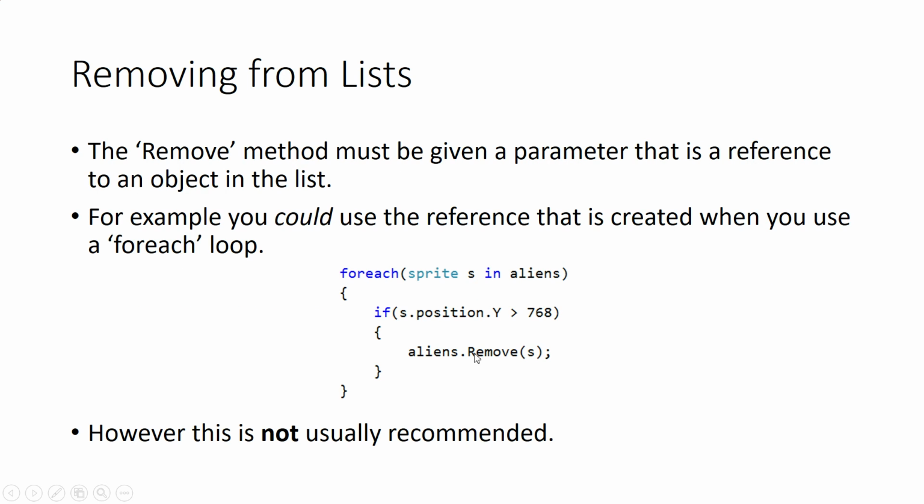You can also just do a thing called Remove, but to do that, the Remove method must be given a parameter, which is a reference to an object in the list. So if you're iterating through all the aliens, you can make a copy of each alien individually, and then that gives you a reference to one you can remove. And that's probably the most common way to use the Remove method. I don't tend to recommend that. I'm sure some people will, but I don't like using that method much if I can avoid it.